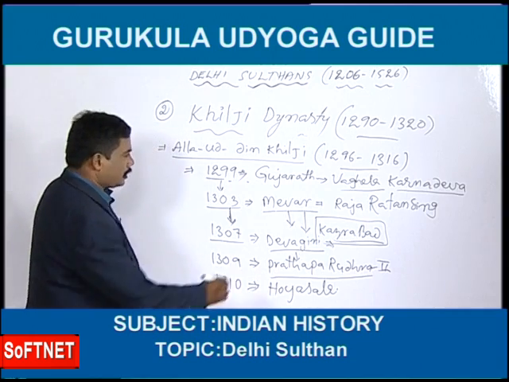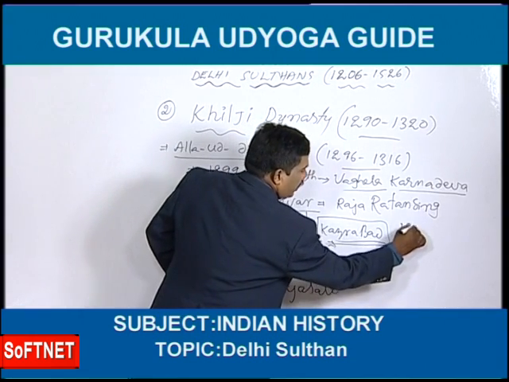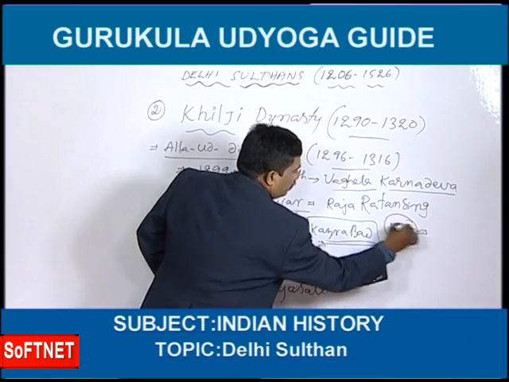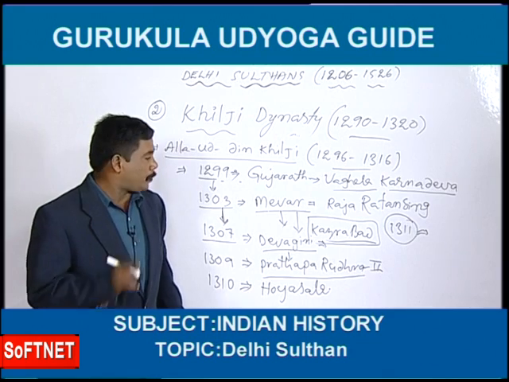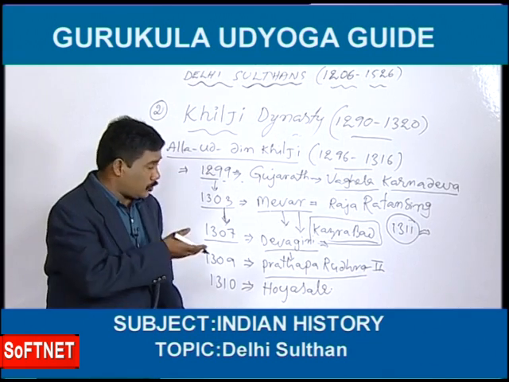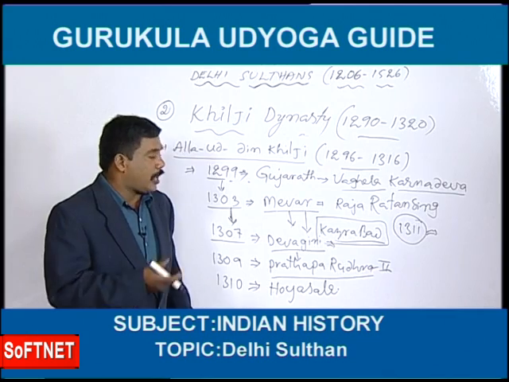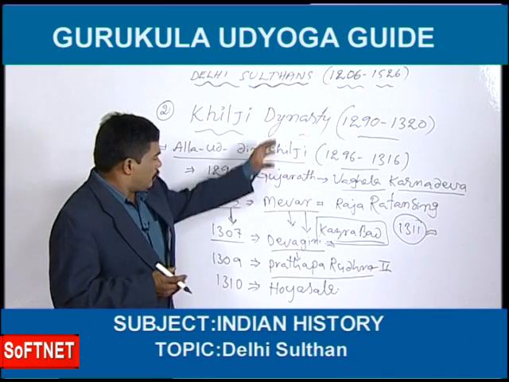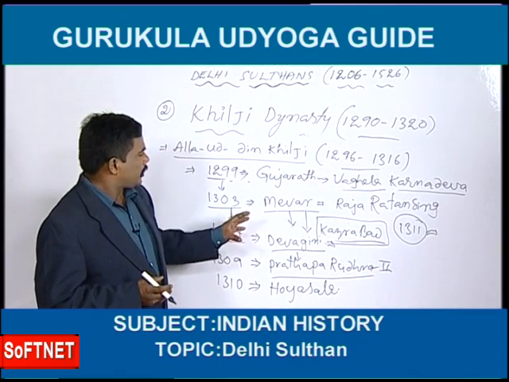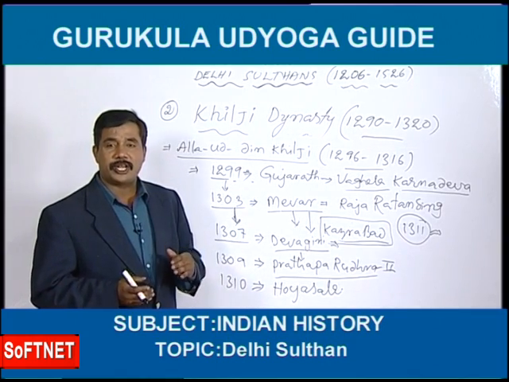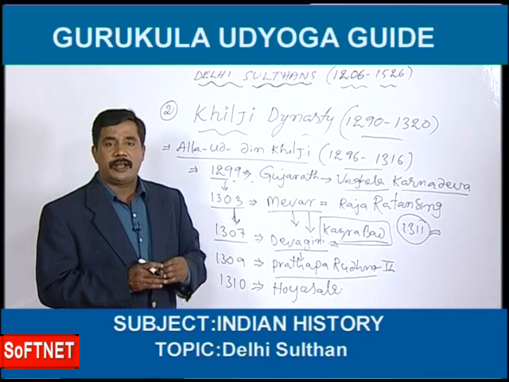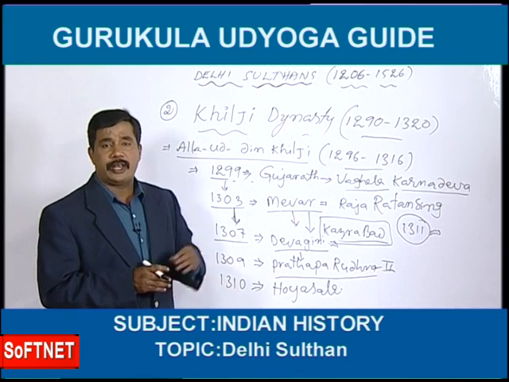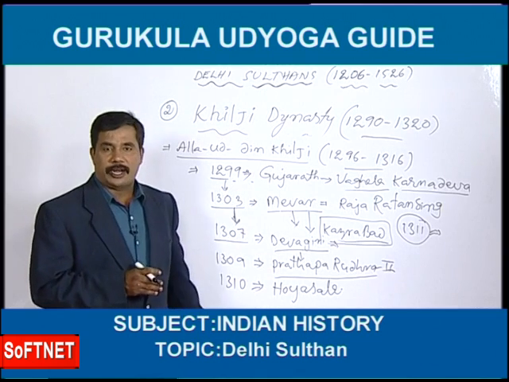And the last attack of Alauddin Khilji in the south was in 1311, on Madurai. Sundara Pandya of the Madurai Pandyas was ruling Madurai, and he was defeated by Alauddin Khilji. Because of all these invasions, the Alauddin Khilji dynasty extended up to Madurai in South India. So a vast kingdom was established by Alauddin Khilji. These are the attacks of Alauddin Khilji.